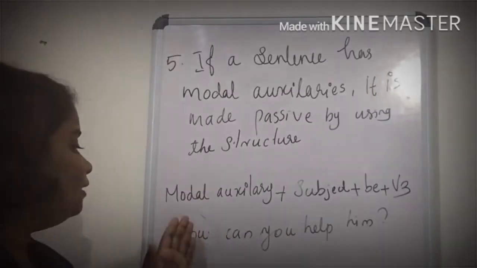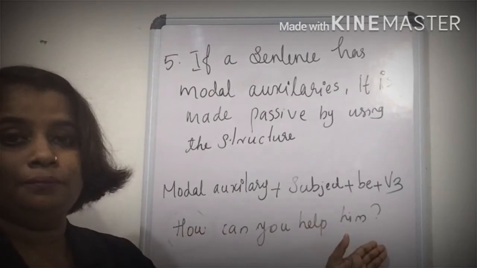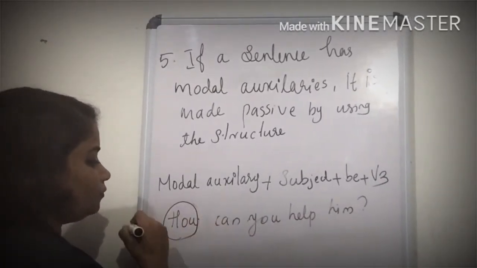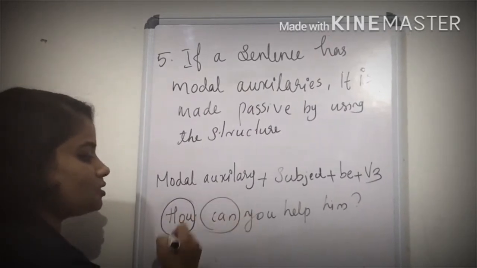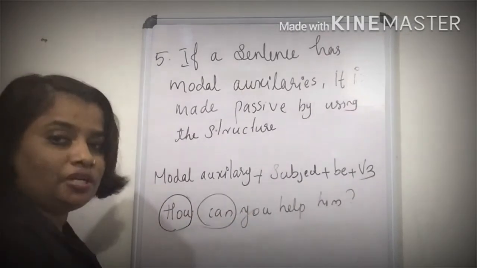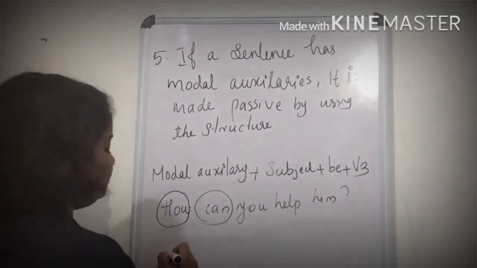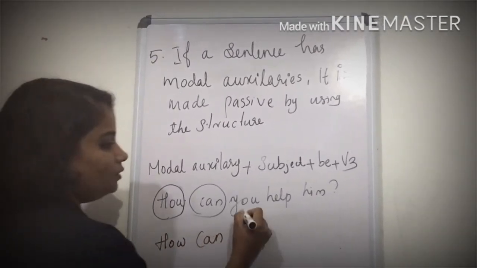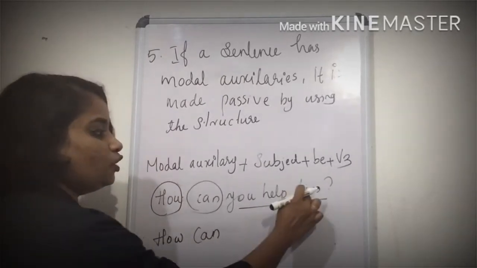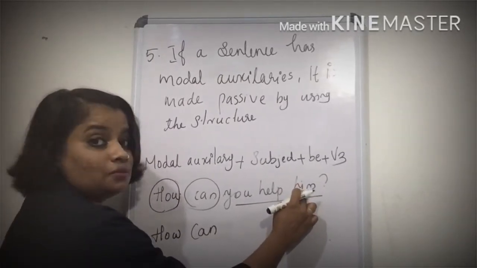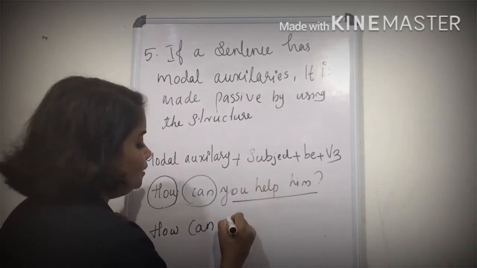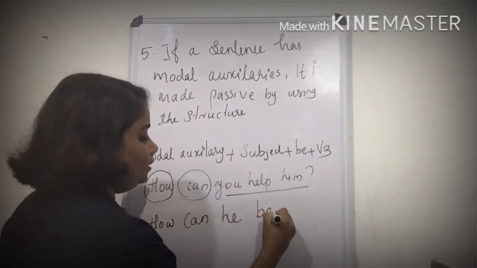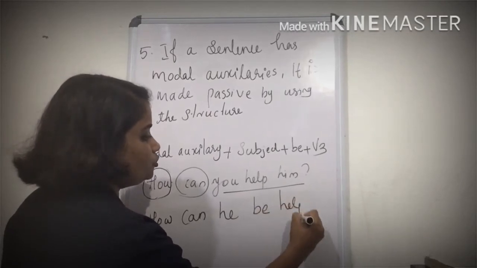Look at the example. How can you help him? Okay, so in the case of question words and the modal auxiliary verbs, it will never change, means it remains unchanged. Okay, so itself you have to write how can. The rest will have the changes. So objective case him, subjective case what will come? Yes, he. How can he be, verb third form, helped.